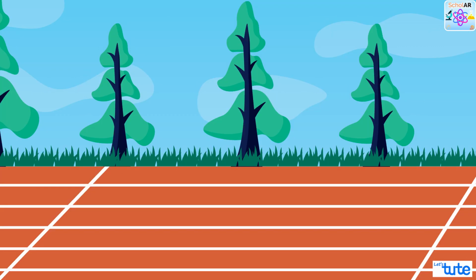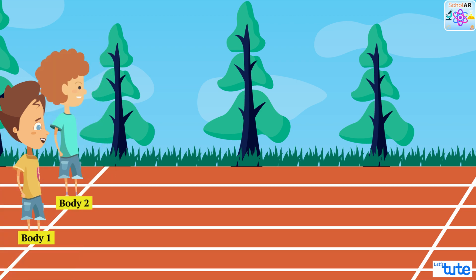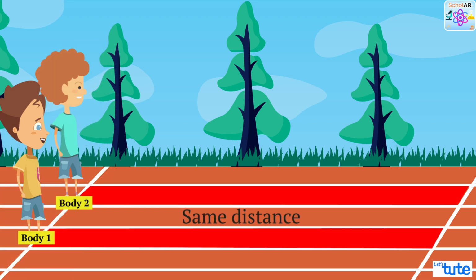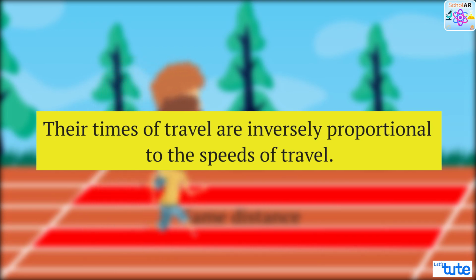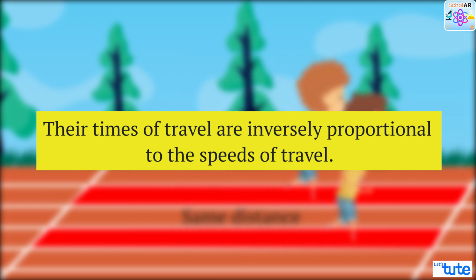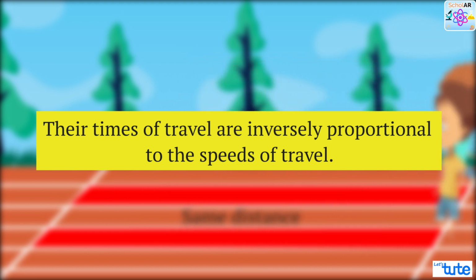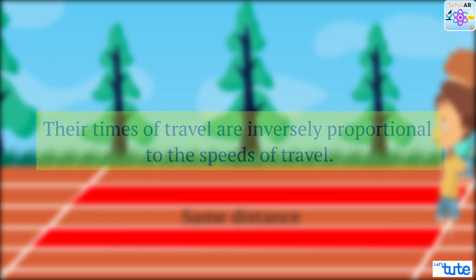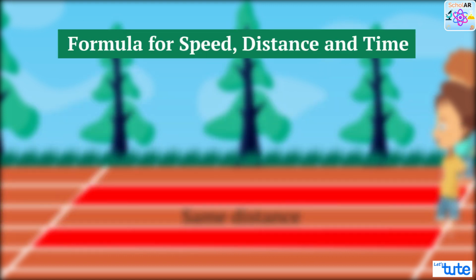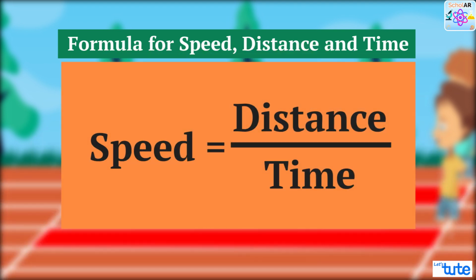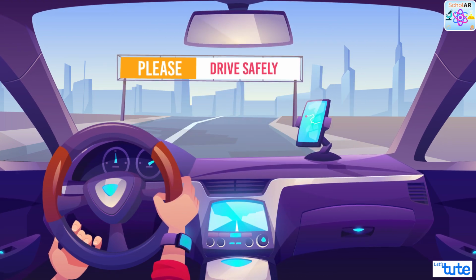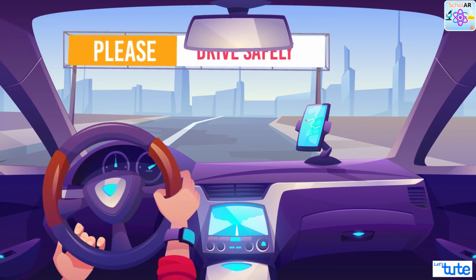From this, we can conclude that if two bodies move for the same distance, their times of travel are inversely proportional to the speeds of travel. From this, we come to the very simple formula for speed, distance and time, which says speed is equal to distance upon time.